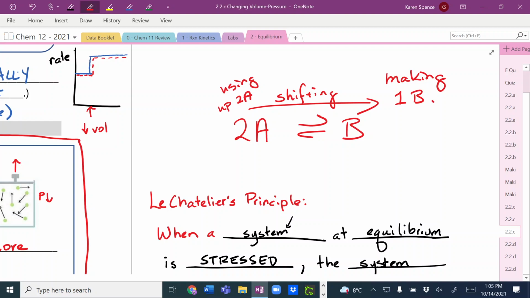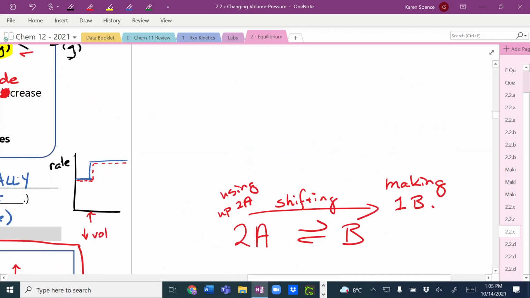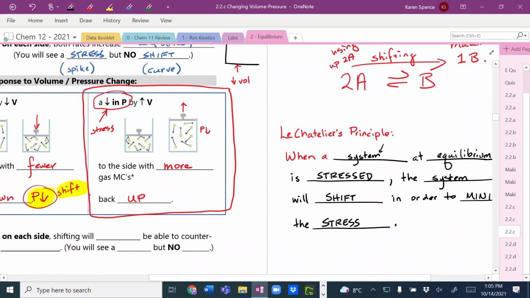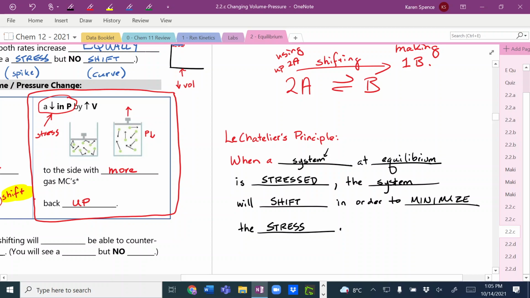No, the spike is we squish the container, that's the spike. And the shift is the compensation. Hayden, yes. Hang on. And don't worry, we're going to be writing Le Chatelier's principle again in the temperature section. There's an actual specific space for it. So if you missed it here, we're going to be doing it again.